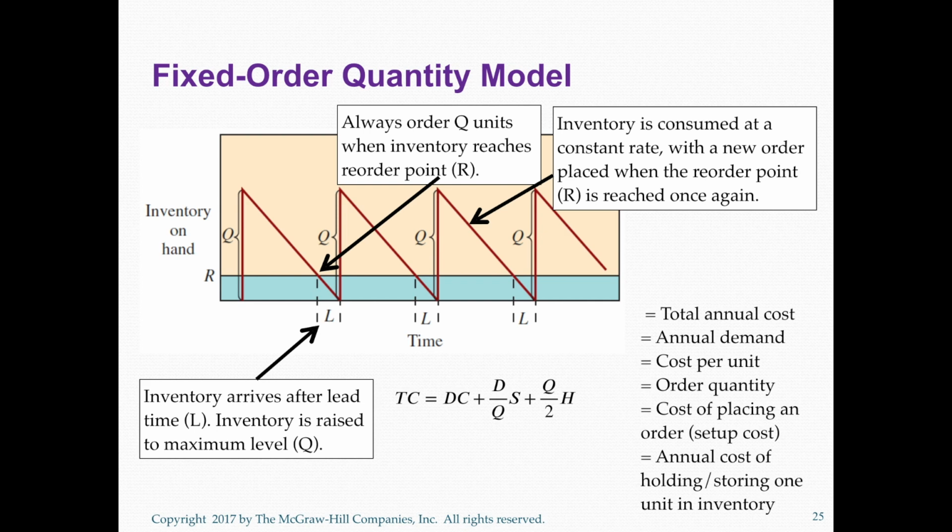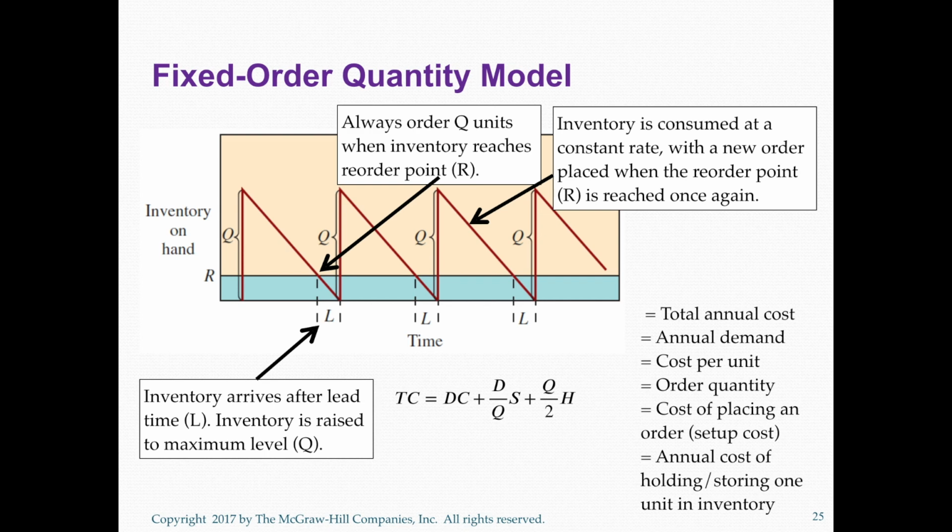So with fixed order quantity, the idea is that we order the same amount every time. So we just need to figure out when we are going to be placing those orders and how much that quantity is going to be every time. As you can see in this figure, inventory is consumed at a constant rate with a new order placed when the reorder point R is reached. So maybe you place your order every first of the month or quarter.